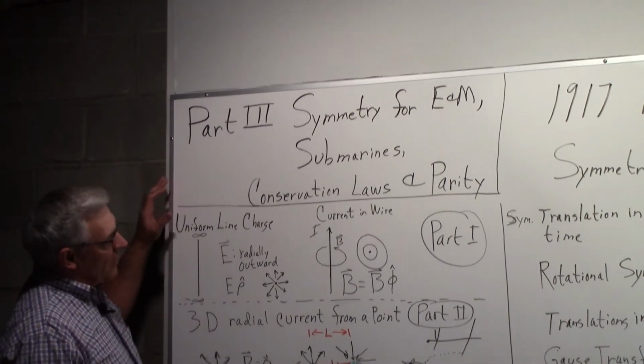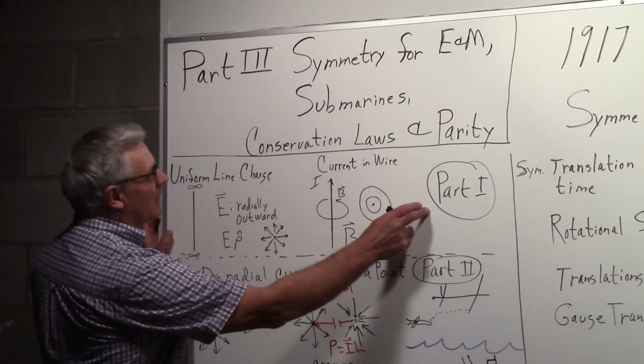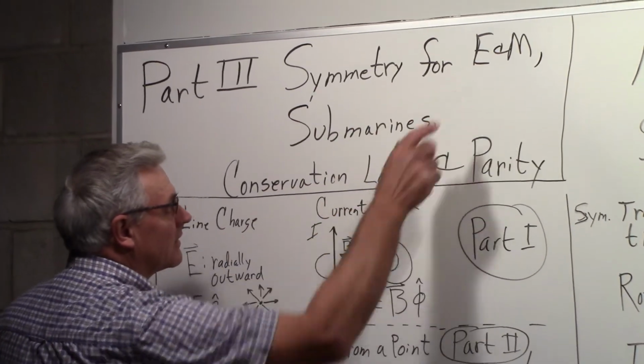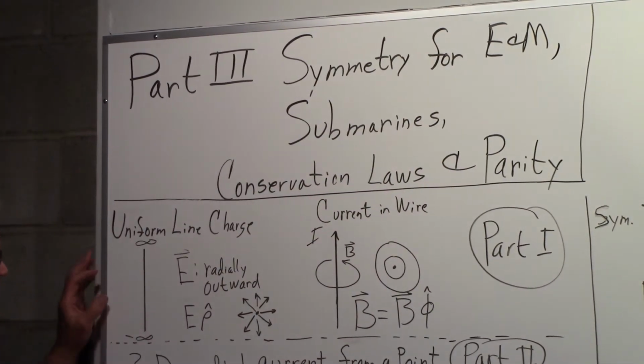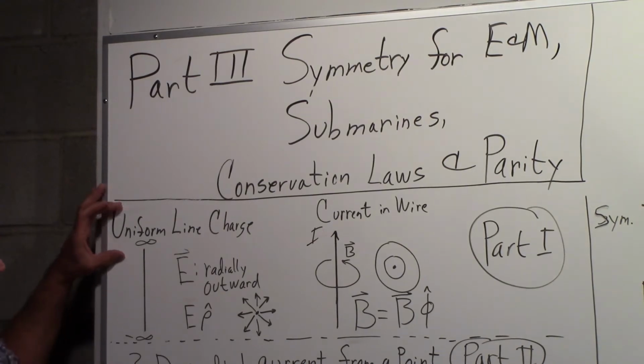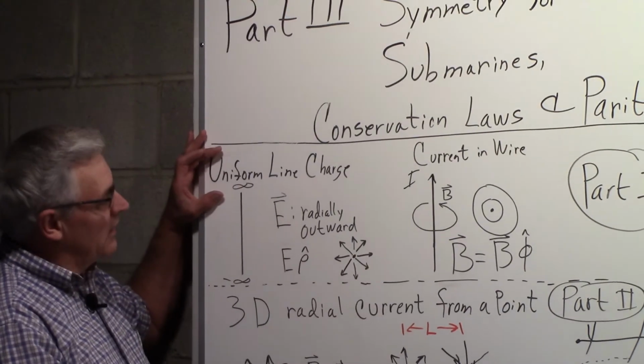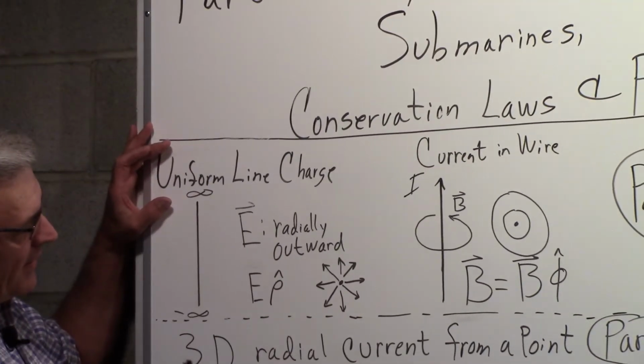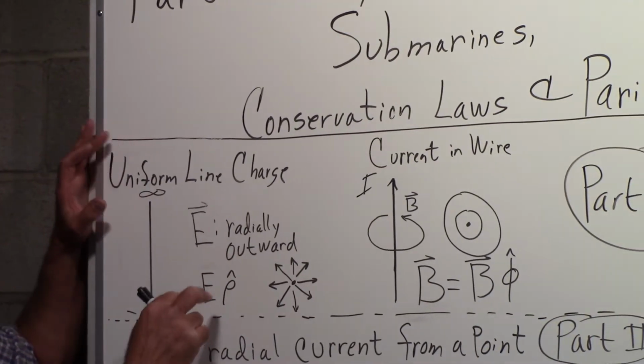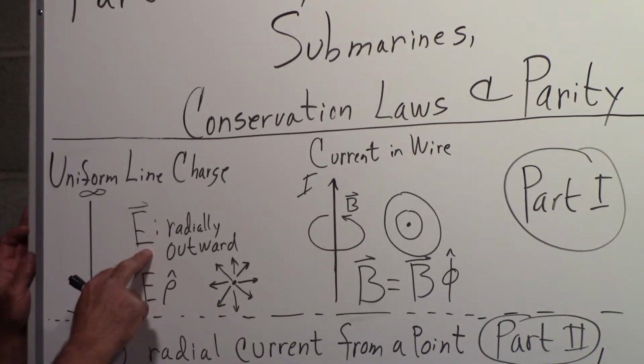And in part 1, we looked at the symmetry for E&M problems. And we did 2 cases. One was for a uniform line charge, an infinitely long line charge. And using symmetry operations, we found that the electric field was radially outward.